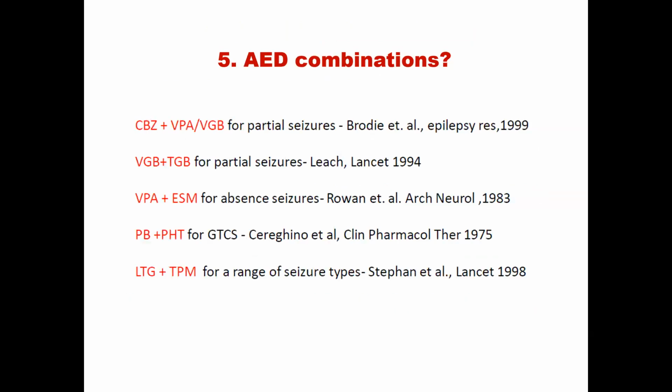Again, one more thing: previous articles have commented on combinations like carbamazepine with valproate or vigabatrin for focal epilepsies, or vigabatrin with tiagabine for focal epilepsies, valproate with ethosuximide for absence seizures, phenobarbital and phenytoin for generalized tonic seizures, and lamotrigine with topiramate for various kinds of seizures because of the multiple modes of action of topiramate. These are a few combinations. Okay.